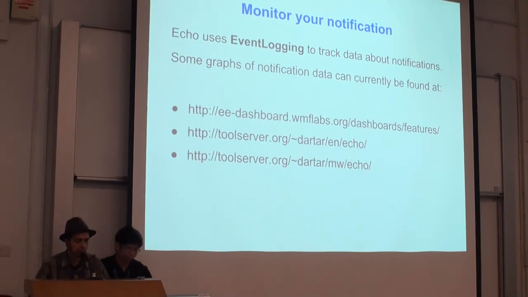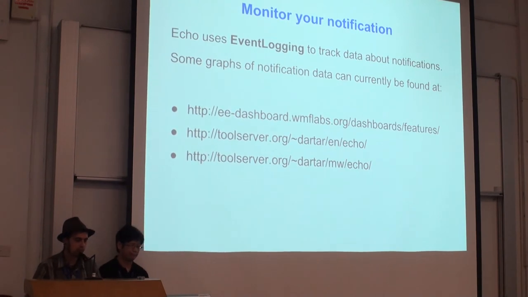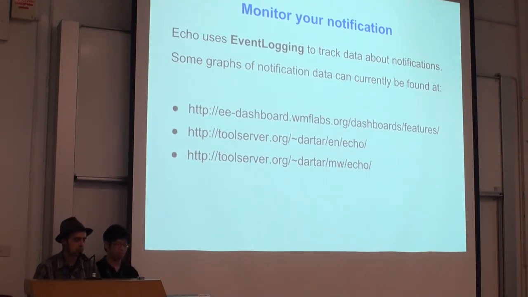Once you've created your notification, it's very important that you monitor it so that you keep an eye on its usage and make sure the volume isn't out of control or that nobody's using it. The good news is that Echo uses event logging out of the box, so a lot of this is actually handled for you. You can go in the stats database and get stats on your particular notification through event logging.